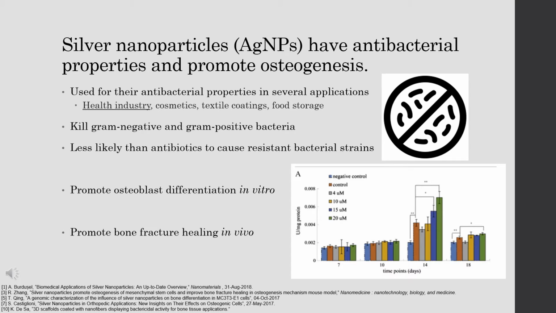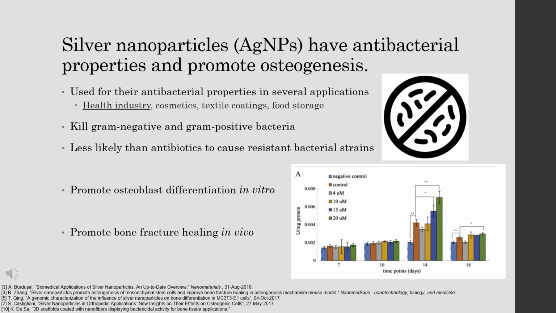Silver nanoparticles have been widely demonstrated to kill gram-negative and gram-positive bacteria, but also benefit from the fact that they've been shown to be less likely to cause resistant bacterial strains. In addition to antibacterial properties, silver nanoparticles promote osteoblast differentiation in vitro and promote bone fracture healing in vivo. Both of these properties of silver nanoparticles make them potentially useful in the field of tissue engineering.